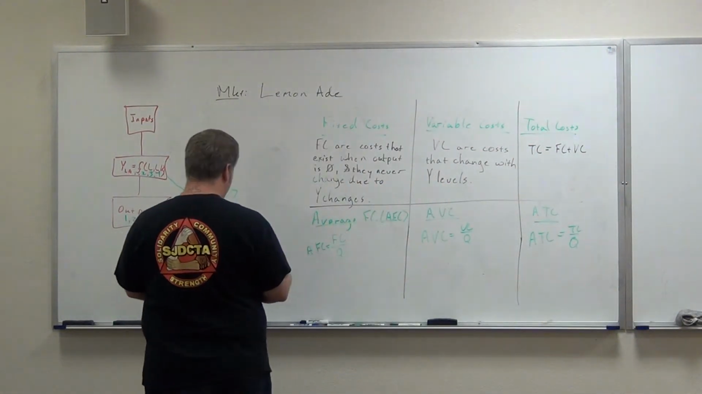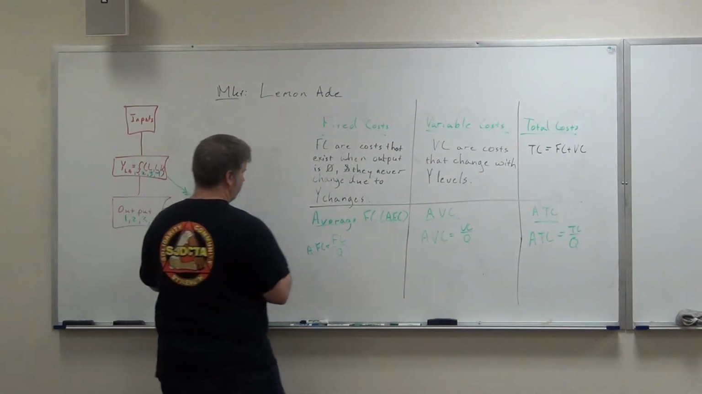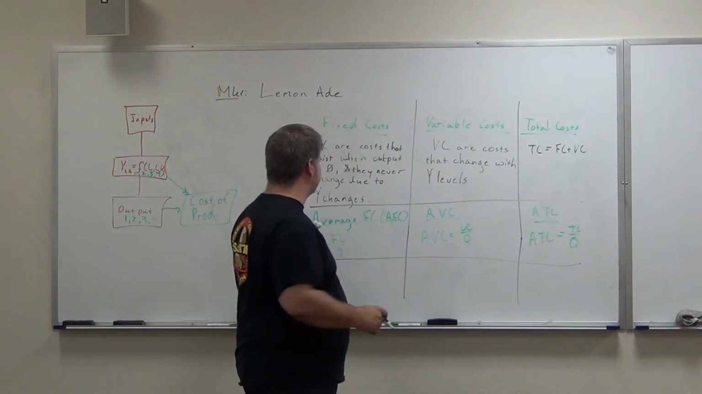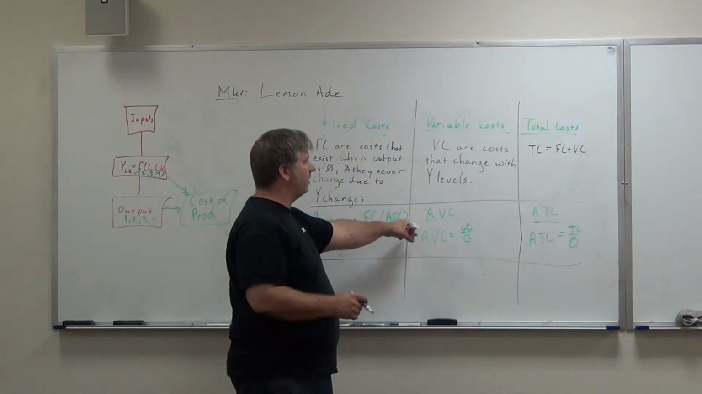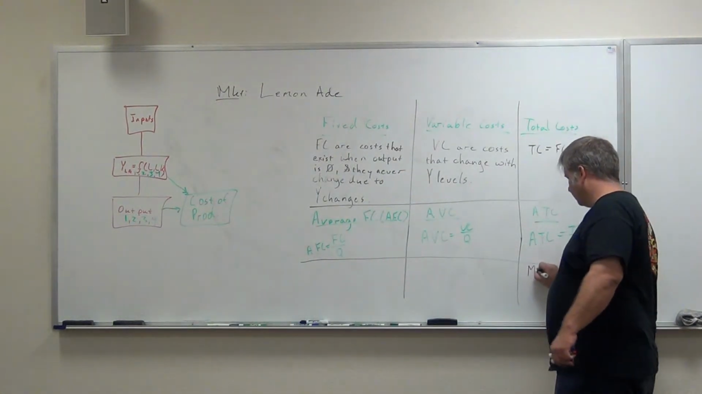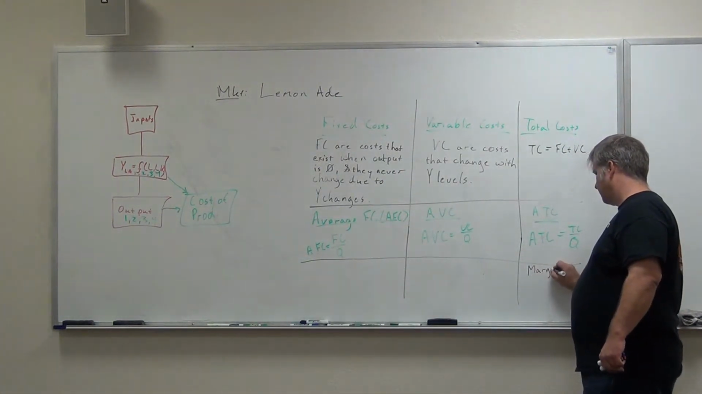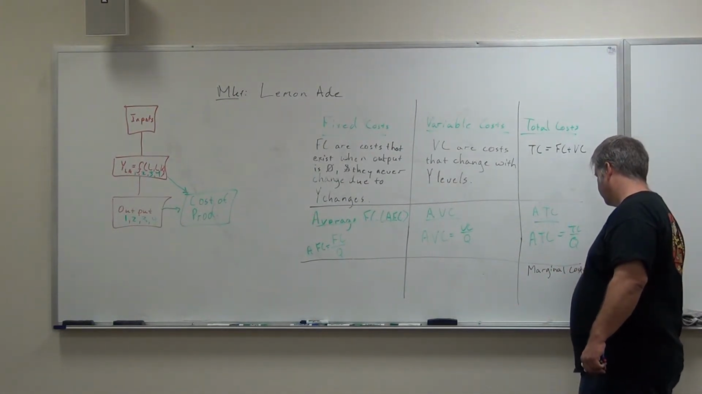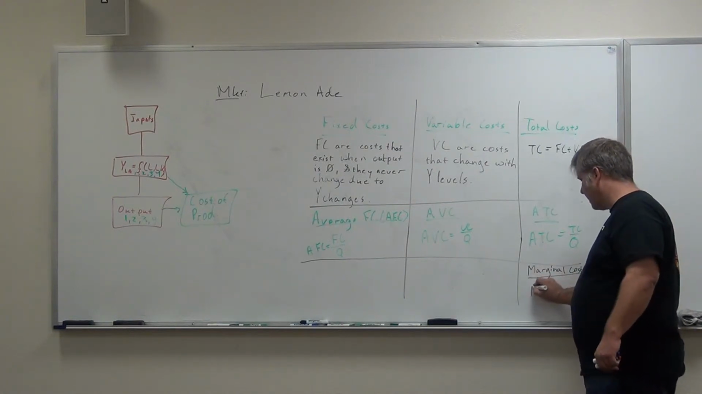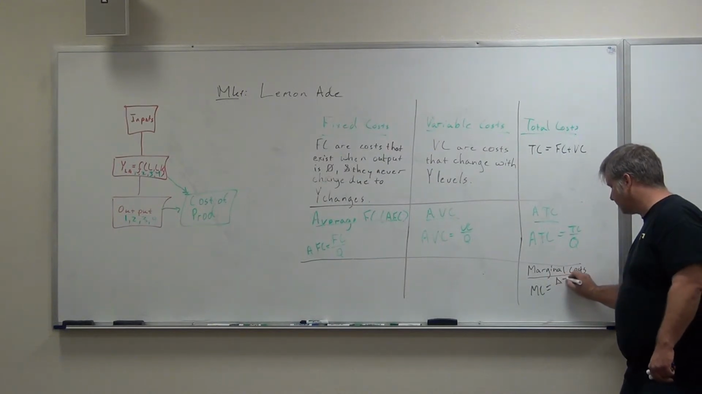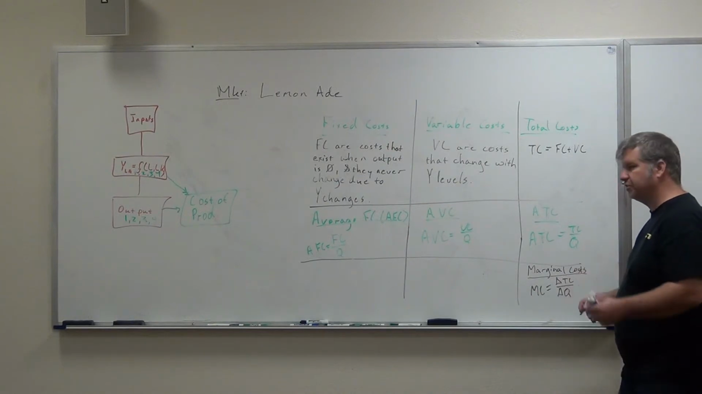We can also have marginal cost. Now we tend not to talk about marginal cost in terms of average fixed or variable cost, so we'll just put that down here separately. Marginal cost. And this is very similar to marginal productivity. MC is equal to change in total cost between 2 points divided by change in quantity, or output, between 2 points.